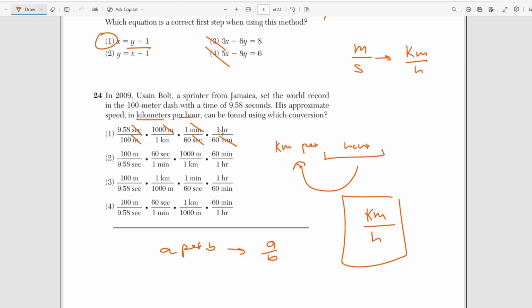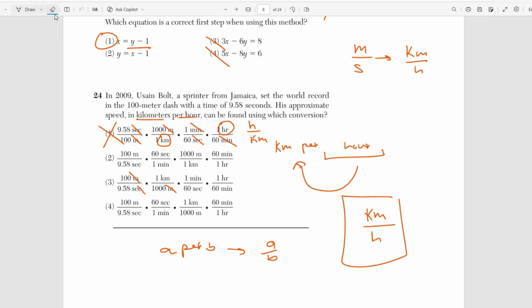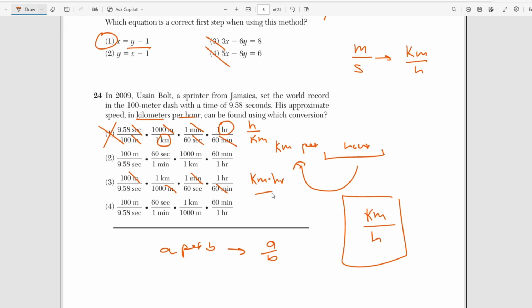So now that I canceled everything out, let's look at our units. So here I have hours divided by kilometers, or h over km. I wanted it the other way around, so this is false. This is not the correct answer. Over here, if I look at choice 3, meters and meters cancel out. Seconds don't cancel out, okay? And minutes and minutes cancel out. So here I have kilometers times hours over second. Again, that's wrong. So here I have meters canceling out with meters. I have seconds canceling out with seconds, minutes with minutes, and my 2 units are kilometers over hours. So this is the correct answer.